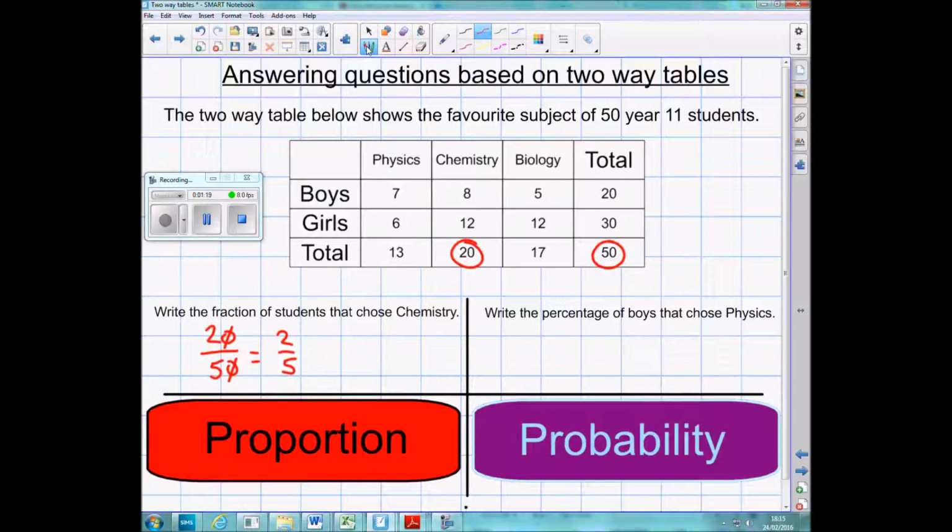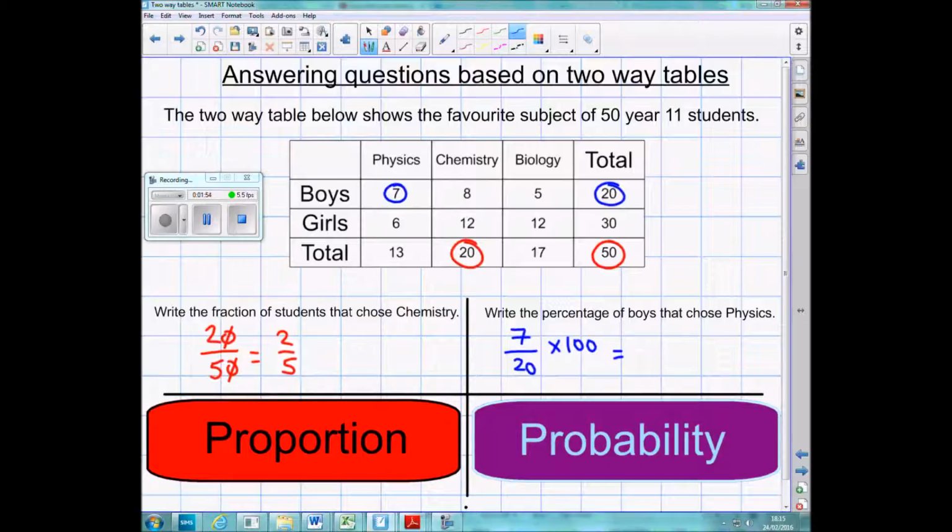Okay, so this one's asking you to write the percentage of boys that chose physics. Now, if you notice for this one, we're looking at the boys that chose physics, but the thing is, we're not actually doing this out of the grand total. We want to find out the percentage of the boys. So there are 20 boys and 7 chose physics. So we're going to write that first as a fraction, 7 out of 20. Now we want to actually change this fraction to a percentage. And the way we do this is by timesing by 100.